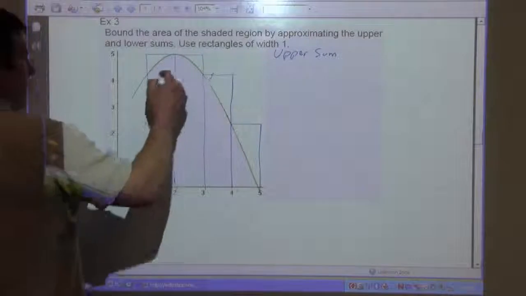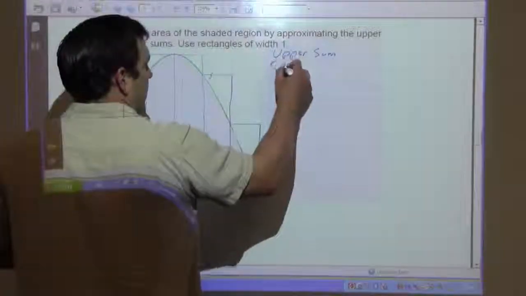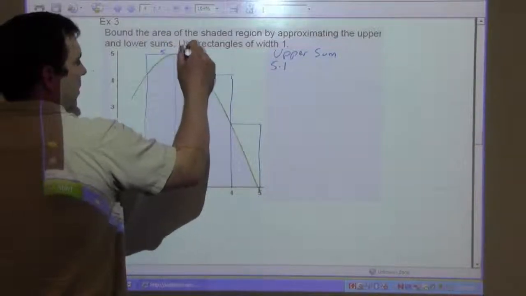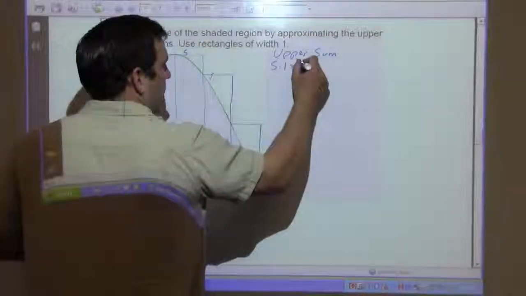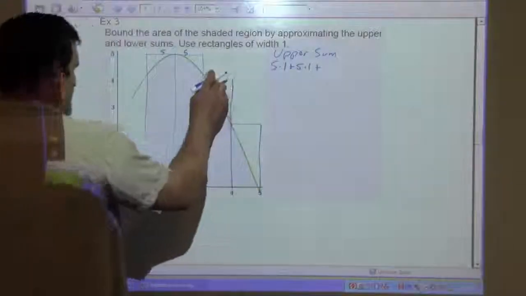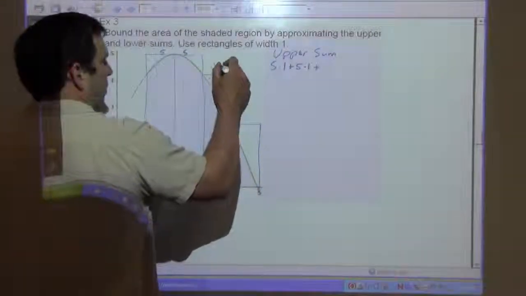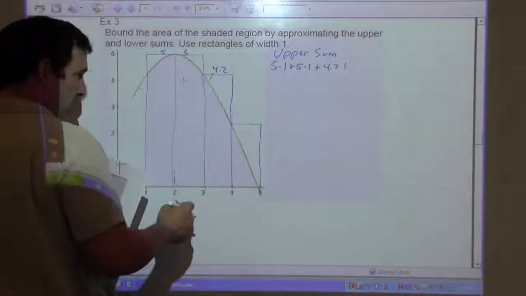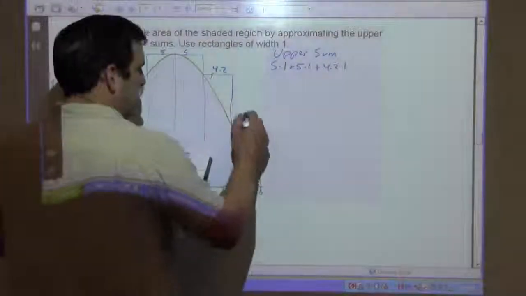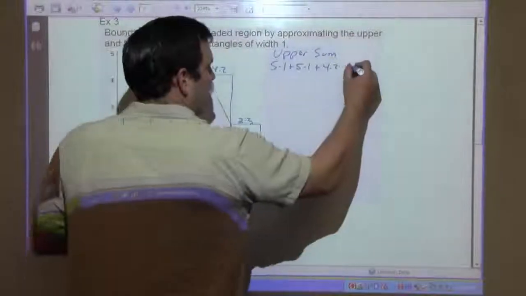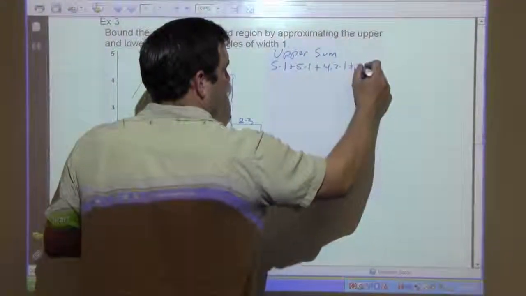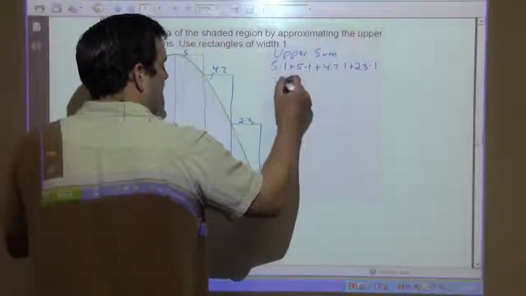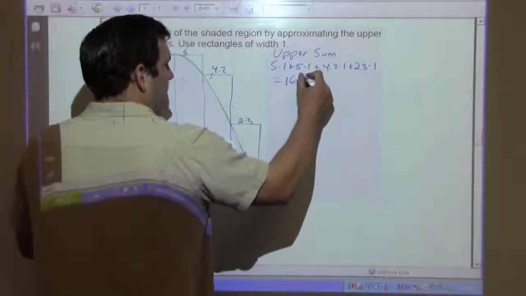Okay. So this is 5. We have 5 times 1 from this part. Another 5 times 1. This is going to be 4.2, so 4.2 times 1. That's my approximation of the height, and this is going to be about 2.3. So the upper sum would be about 16.5, the upper approximation.